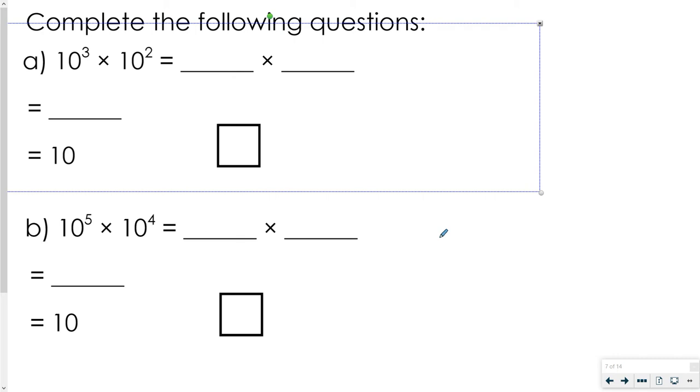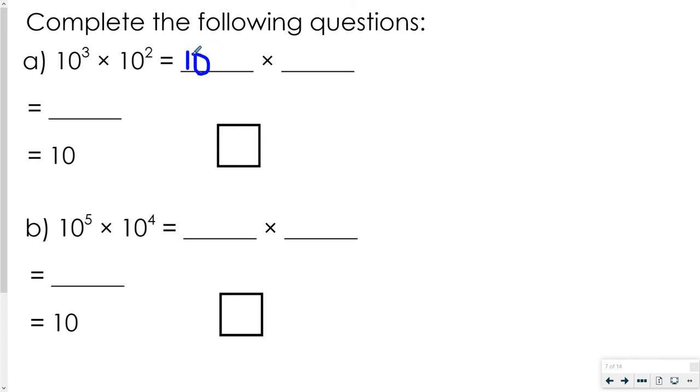All right. So let's take a look at this. 10^3 × 10^2. So 10^3, how many tens are there in there? There are 3 tens, which is 1,000, right? Be careful. You're not multiplying 10 three times, right? I know I said 3 tens, but what I meant was 10 × 10 × 10. Okay.